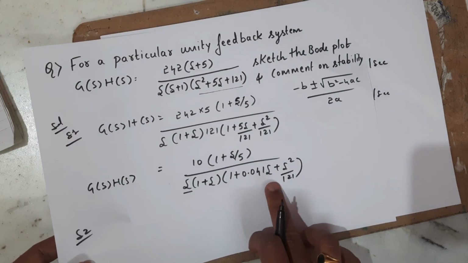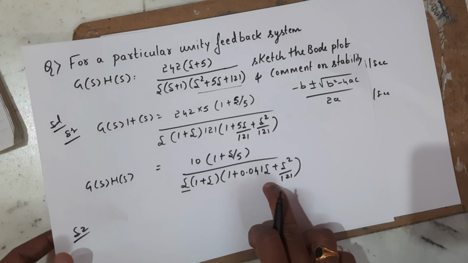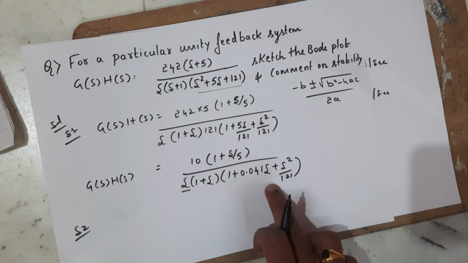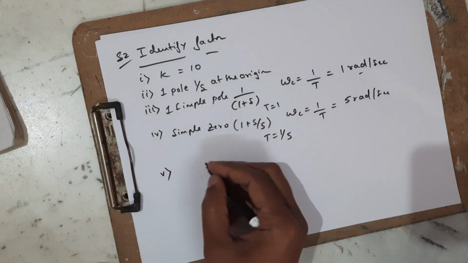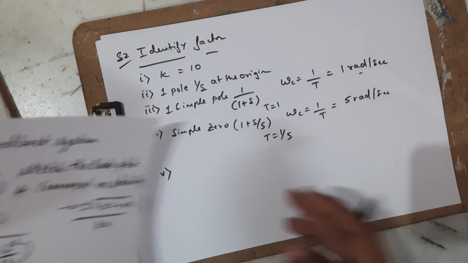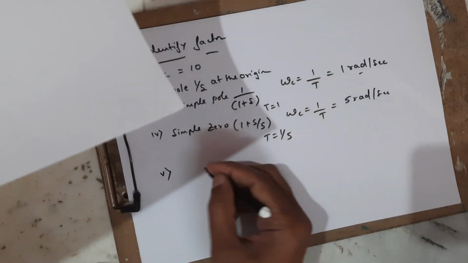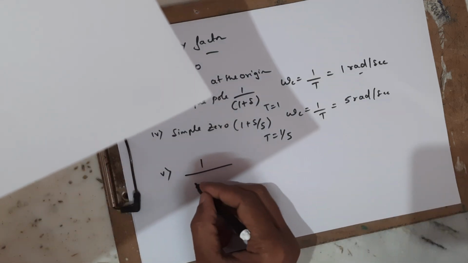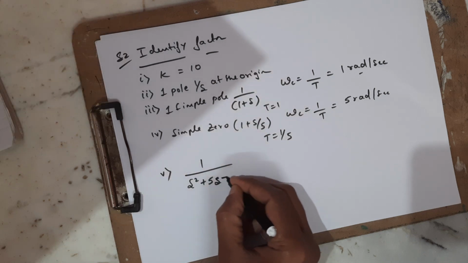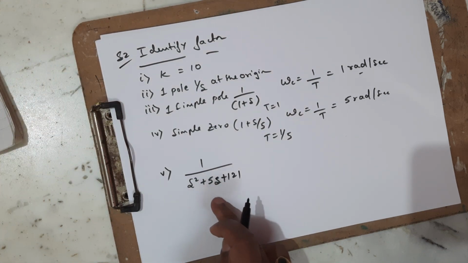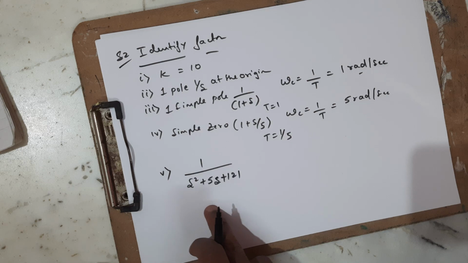I have a complex pole, right? So when I have a complex pole, what to do? I am going to take this standard form, that is 1 by s square plus 5s plus 121. Why? Because I need to find out the corner frequency. How to find out the corner frequency?